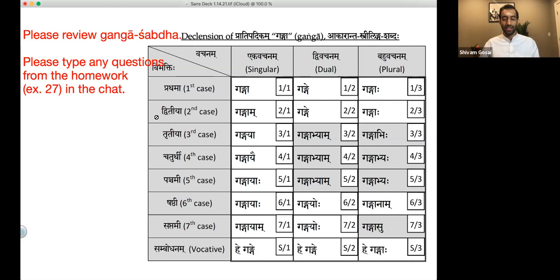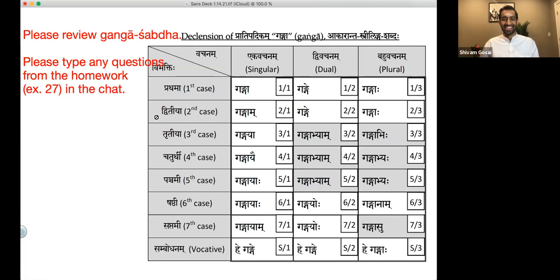Ganga, Gange, Gangaha, Gangam, Gange, Gangaha, Gangaya, Gangabhyam, Gangabhihi, Gangayai, Gangabhyam, Gangabhyah, Gangayaha, Gangabhyam, Gangabhyah, Gangayaha, Gangayoho, Ganganam, Gangayam, Gangayoho, Gangasu, He Gange, He Gange, He Gangaha.